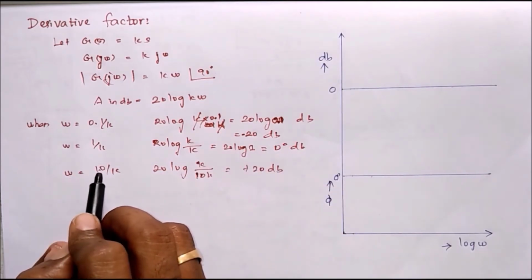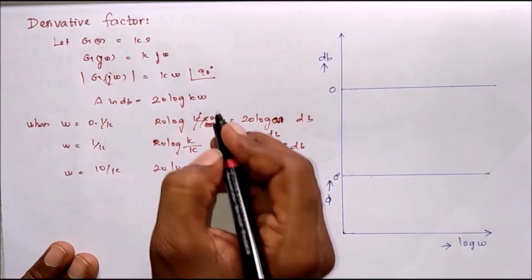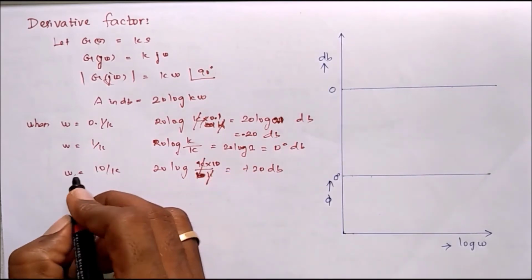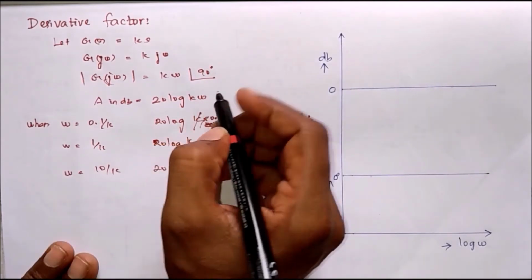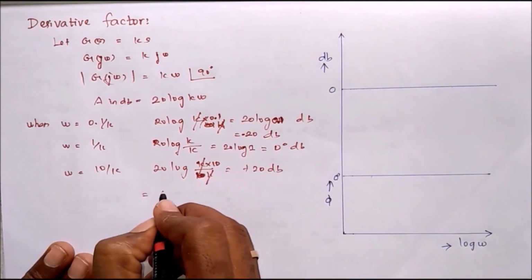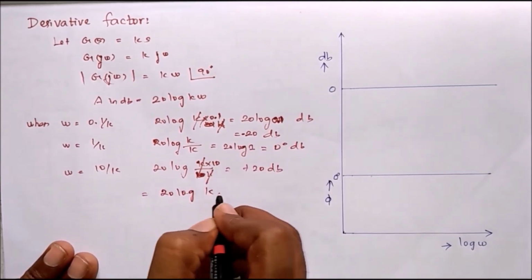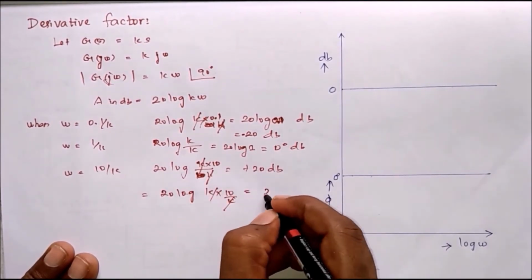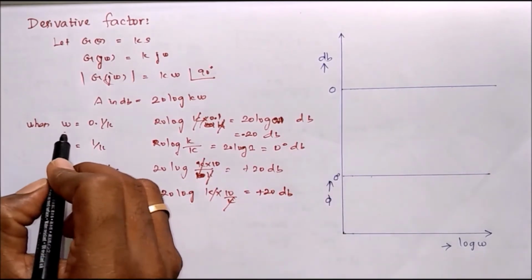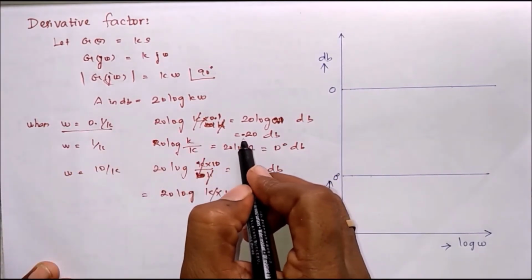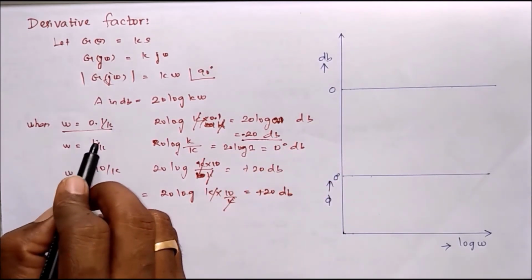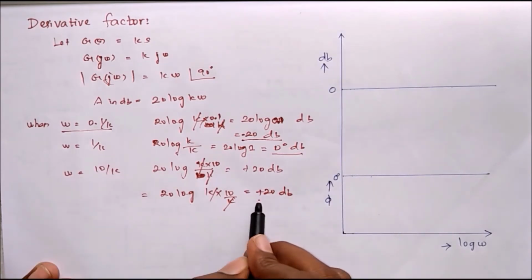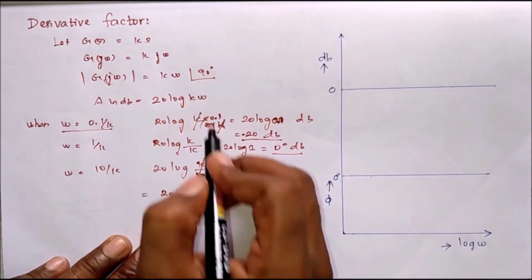So now omega equal to 10 by K. It means here K into 10 divided by K, so K will cancel. Finally it is plus 20 decibel. So when omega equal to 0.1 divided by K, its magnitude is minus 20 decibel. When omega equal to 1 by K, its magnitude is 0 decibel. When omega equal to 10 by K, its magnitude is 20 decibel. Here the angle is always 90 degrees.